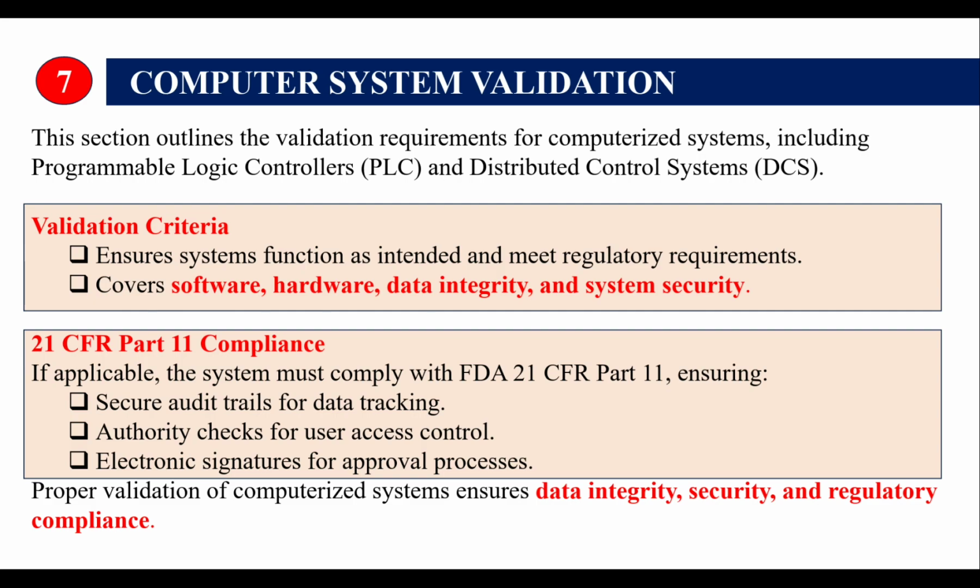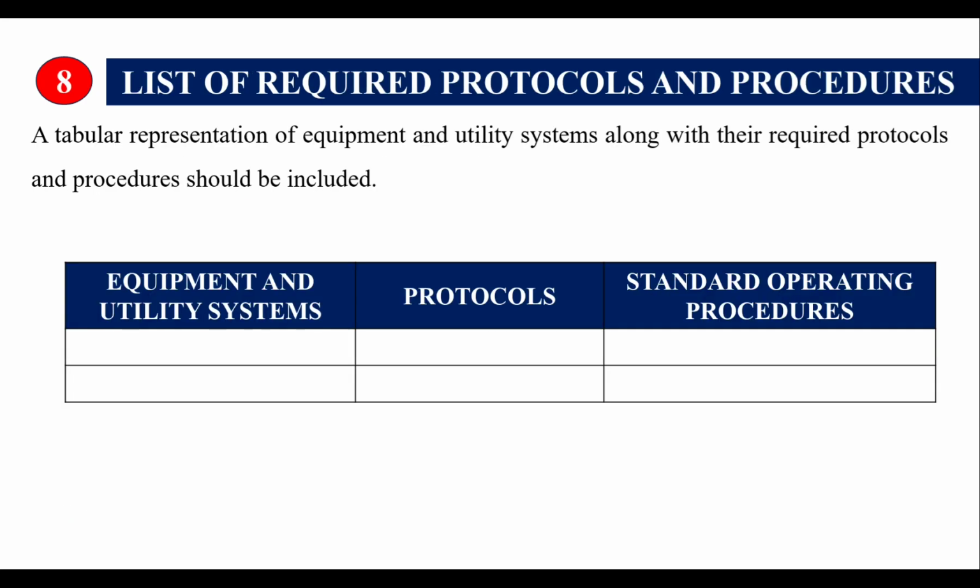After completing computer system validation, we have the list of required protocols and procedures. Generally, a table format is used to list the equipment and utility systems with their corresponding protocols, like operation, maintenance and cleaning SOPs, standard operating procedures. This makes validation planning and execution smoother and ensures compliance.